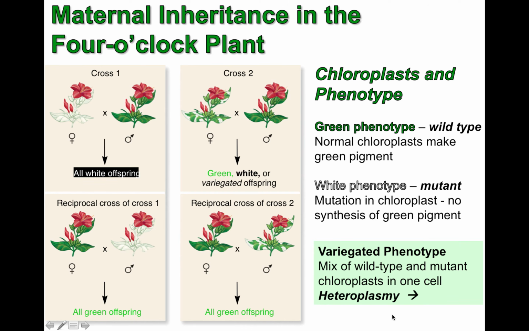If the cytoplasm that goes into one cell has a good chloroplast, then all the cells derived from that one cell will be green. And if a cell inherits only chloroplasts that cannot make pigment anymore, it will have white chloroplasts, and all of the cells derived from it will also have the white phenotype. Well, what about a variegated phenotype? A mix of wild type and mutant chloroplasts in one cell, or heteroplasmy, leads to this phenotype.